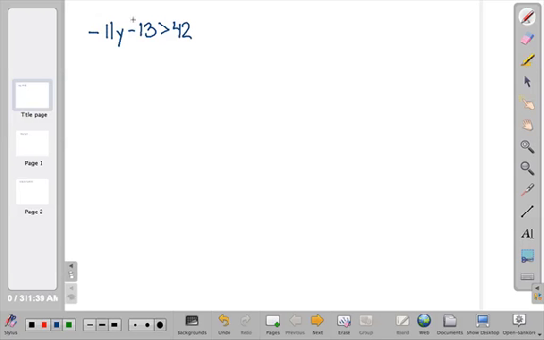In this video, we're going to learn how to solve multi-step inequalities. Remember, an inequality is a greater than, less than, greater than or equal to, less than or equal to sign. And they're just like equations, only instead of having an equal sign in them, we have an inequality sign. We're going to be solving multi-step inequalities today, so that means there's going to be more than one step that we have to go through in order to solve for the variable, in this case y.